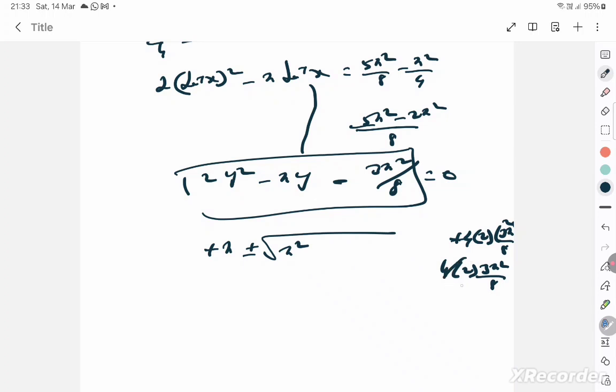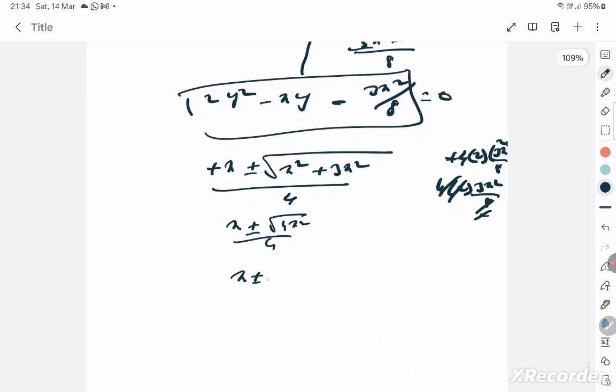So 4 pi square by 2a, pi plus or minus root of 4 pi square by 4. So pi plus or minus 2 pi by 4, that is pi plus 2 pi by 4 or pi minus 2 pi by 4. So this is 3 pi by 4 or minus pi by 4, the two answers we are getting.